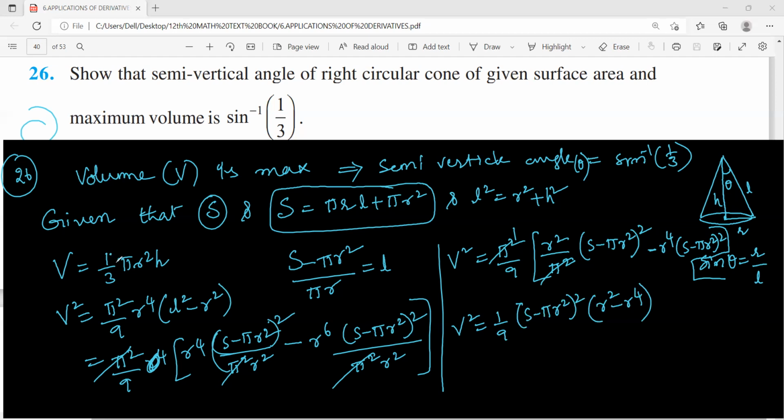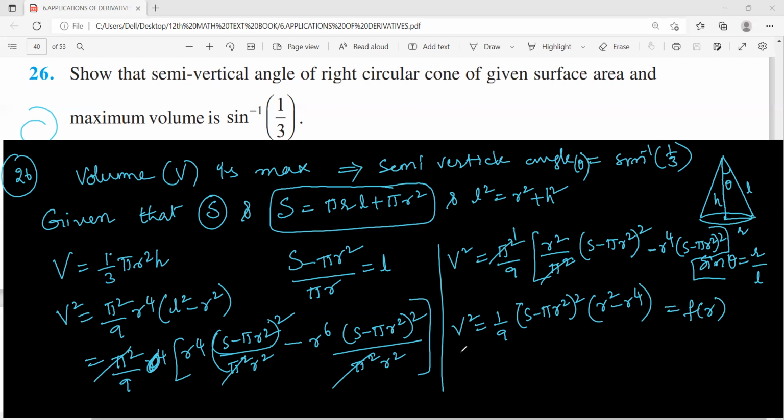Because volume is 1 by 3 pi R square H. This is R square and H, and this is RL. It means first you have to do this. So these are three variables. You have to remove three variables and put it in one variable with the help of S. So that's the difficulty. That is the reason we got all this. But anyway, you assume this as f of r, a function in R.